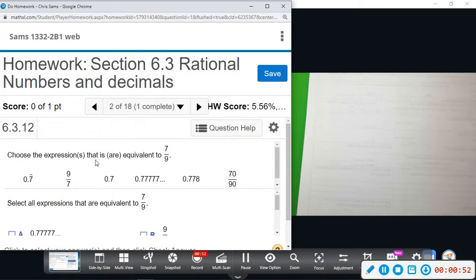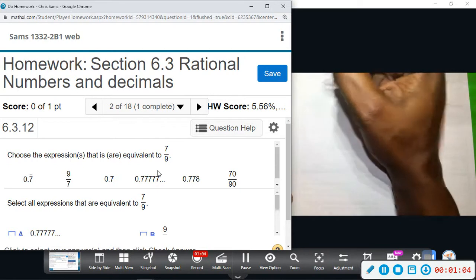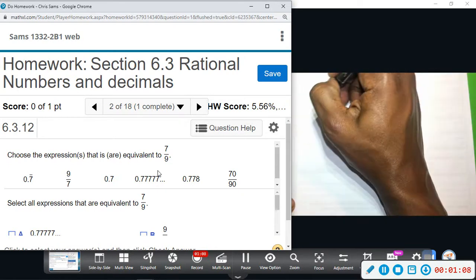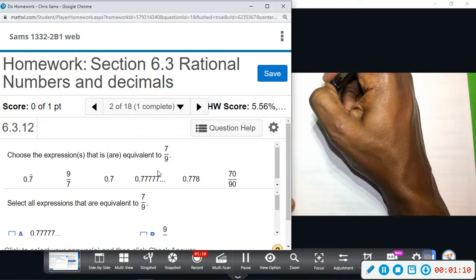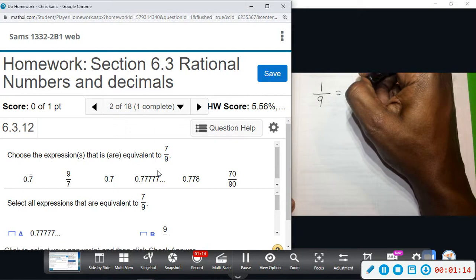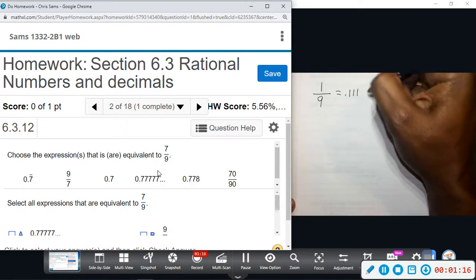Alright, so now we want to choose expressions that are equivalent to 7 divided by 9. Okay, so there is a special little trick to remember. Any number divided by 9 is going to be a repeating decimal. So if I did 1 divided by 9, that is just 0.111 repeating. Okay, dot dot dot.